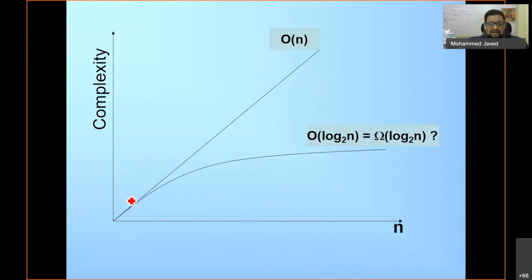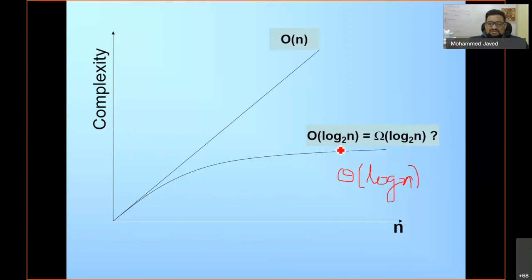So this is O of n. This is the plot of O of n, and this is the plot of log n. In this case, O of n is the worst case, and the best case remains the same. In this particular algorithm, the best case and the worst case remain the same. If it remains the same, then such an algorithm is called a theta algorithm, theta of log n.